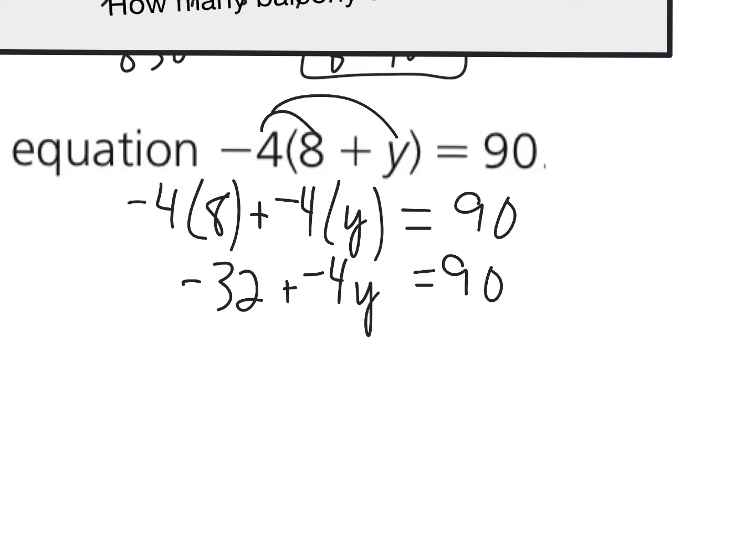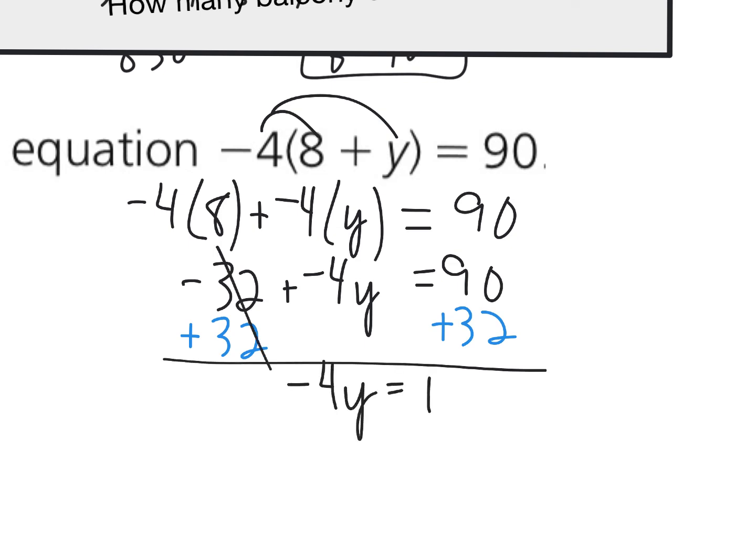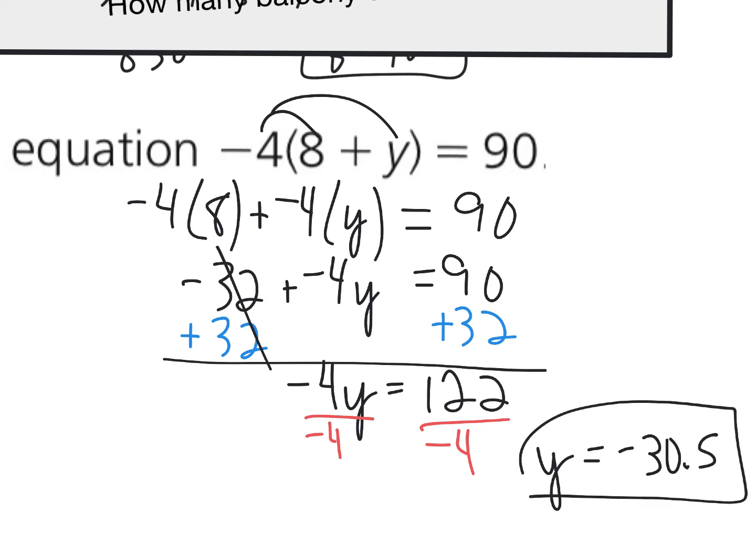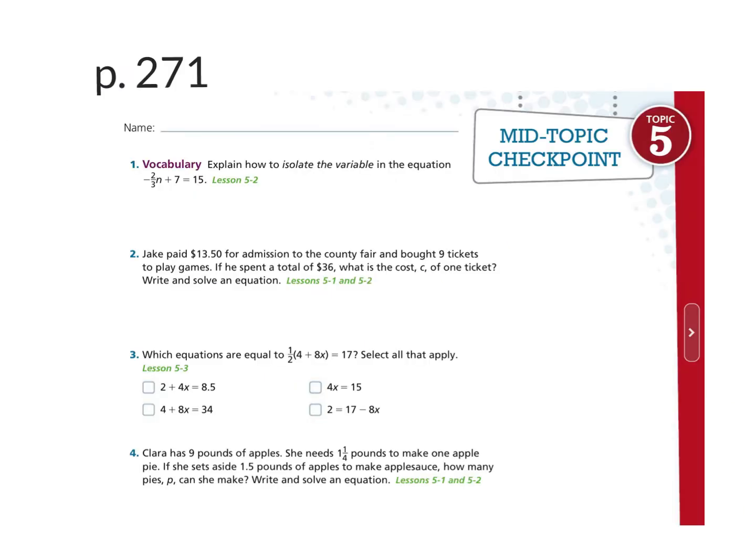And then we've got a negative 32 to get rid of. We would want to add 32 on both sides of the equation. And then they're multiplying by -4. We could divide by -4. And if you divide that out, you should get negative 30 and 5/10, or negative 30 and a half. And as always, if you have time, substitute that back in the original equation, make sure it works.